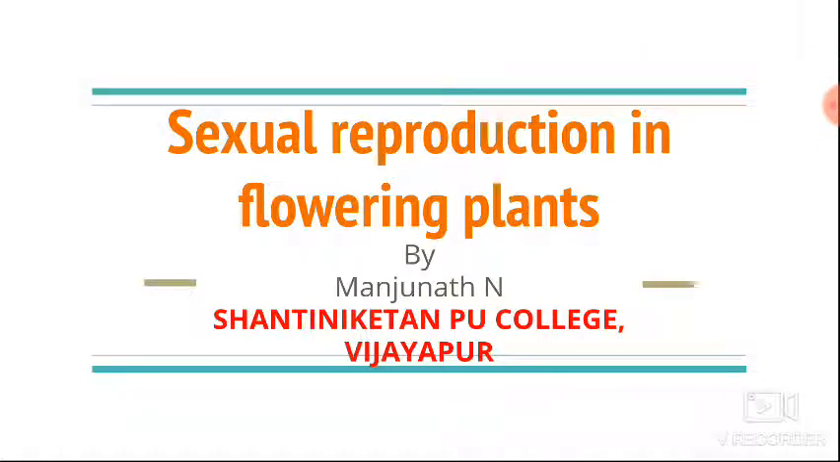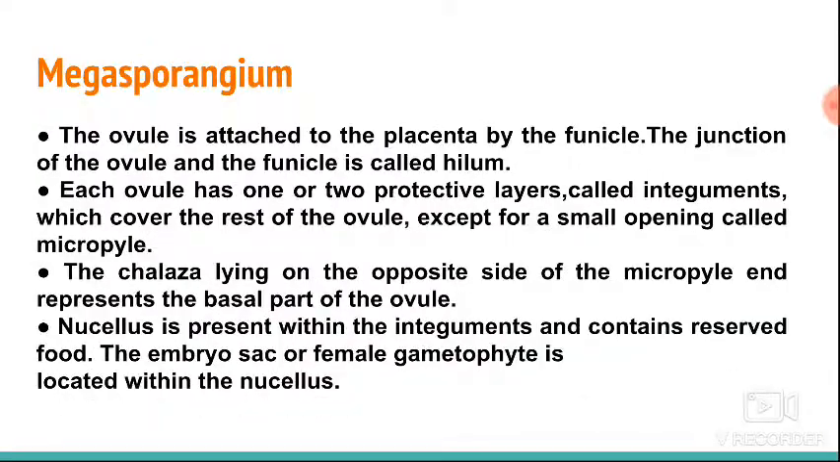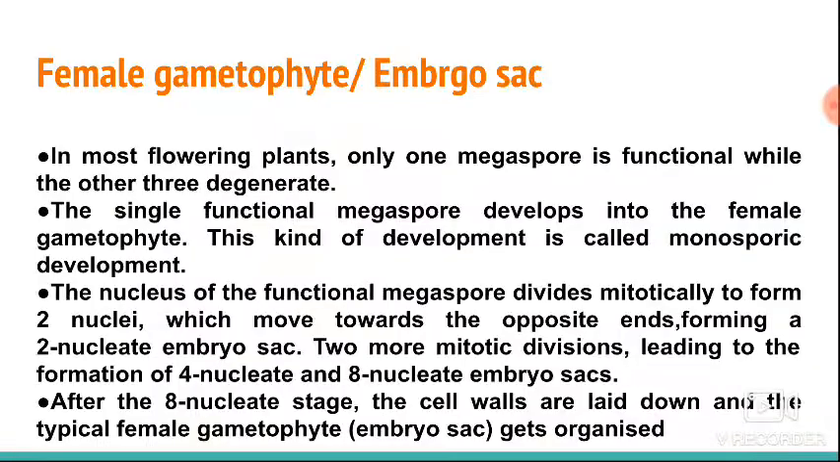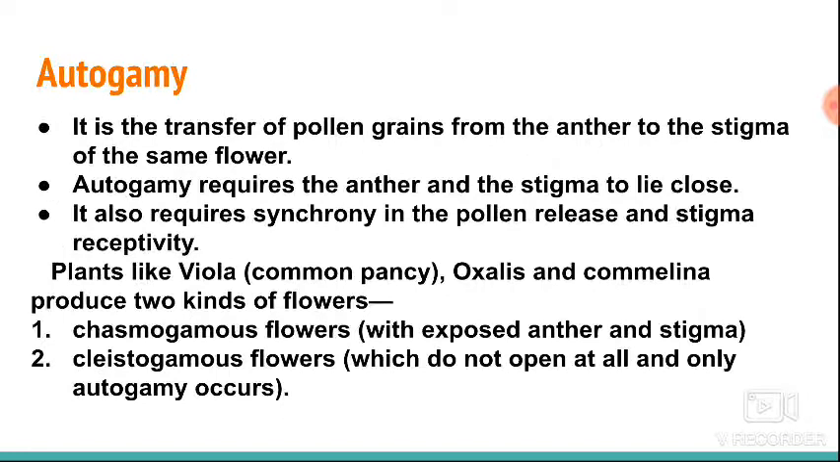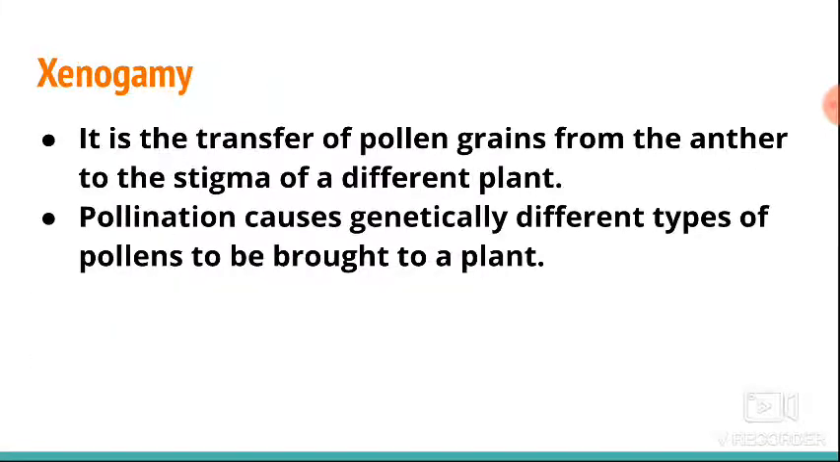Again, we are back here with a new concept, that is agents of pollination, from the chapter sexual reproduction in flowering plants. And in this chapter, till now we completed the pollination, the definition of pollination, then the types or kinds of pollination. Students, please recall the definition of pollination. That is nothing but the transfer of pollen grains from anther to the stigma.